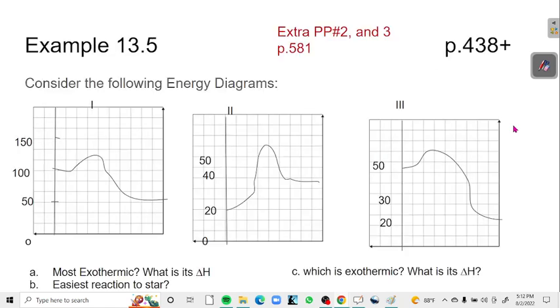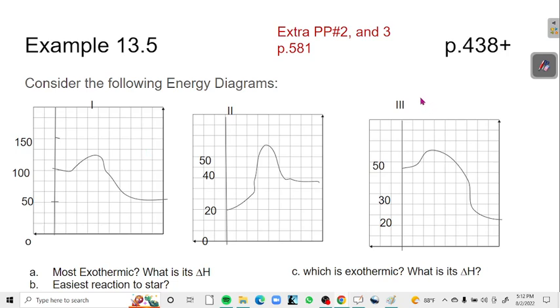Okay, what else do you need to be able to do? Well, here's an example. Example 13.5 on page 438, and then we're going to do some more. These are not very good drawings. I had to draw it with my mouse, but they represent what you have on page 438. So look at your book for the real picture.